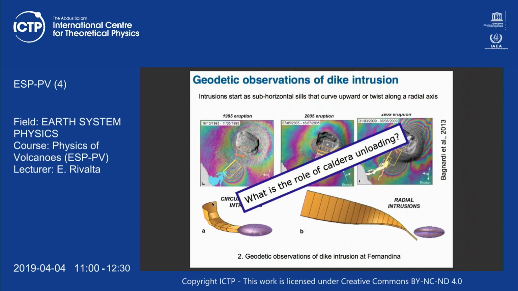But then there was a paper with the crustal deformation by Bagnardi et al. in 2013 that showed what happened at this island, Fernandina, during some dike intrusions. And basically what he saw is that, first of all, the reservoir is always like a flat pancake, and you see that because a more spherical source doesn't fit the data within the caldera. You need something more flat.